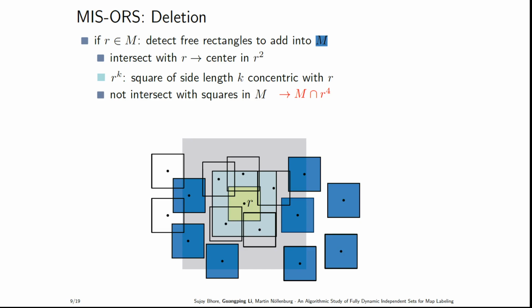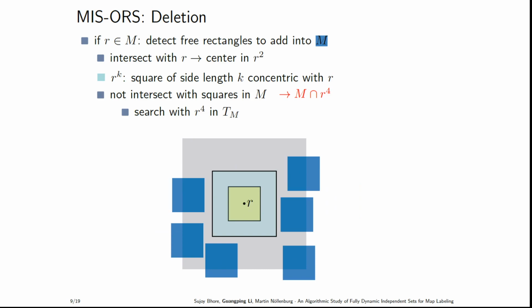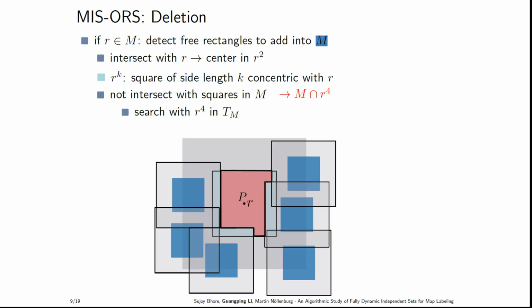So as just mentioned, the rectangles involved are rectangles in the second neighborhood of R in the solution set M, and their centers are in the square R4. By searching R4 in this range tree for the solution set, we could get all the rectangles which may intersect a neighbor of R in the current solution set M. And after that, we could determine a rectilinear polygon P. It contains all the centers of rectangles which intersect R and are not a neighbor of other rectangles in M.